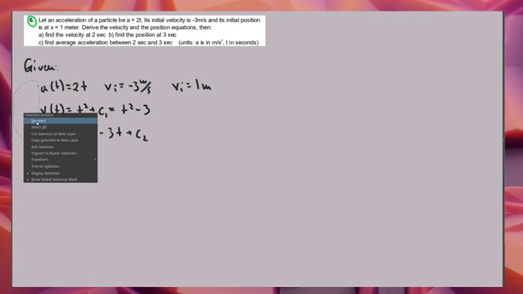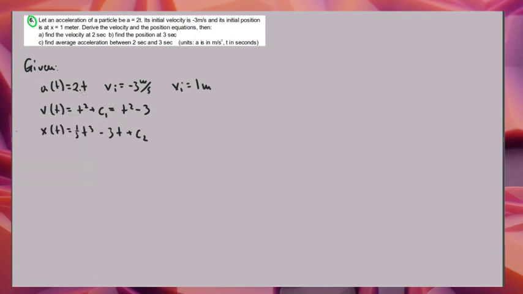And let's figure out c2. So c2 is just the initial position, and you can do the same little exercise I just did seconds ago. And so this becomes 1/3 t cubed minus 3t plus 1. So I have all the functions that I need.